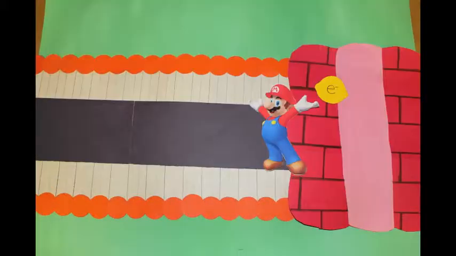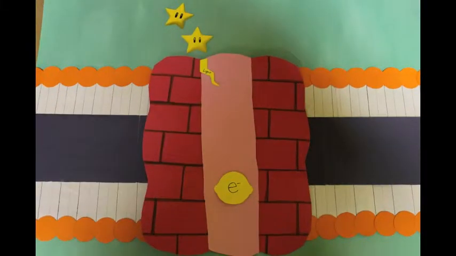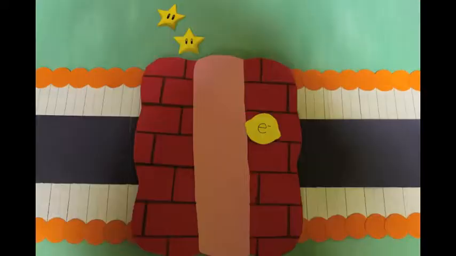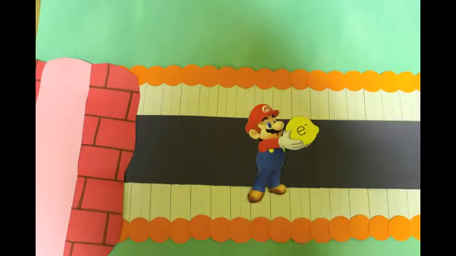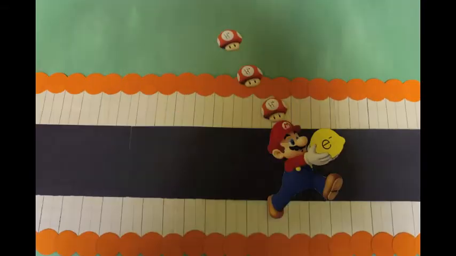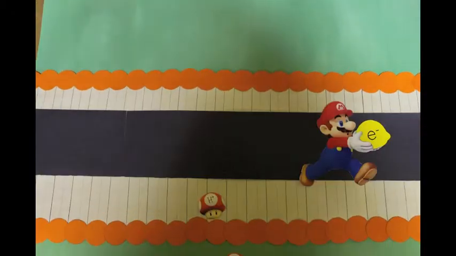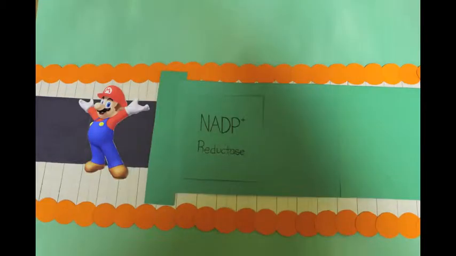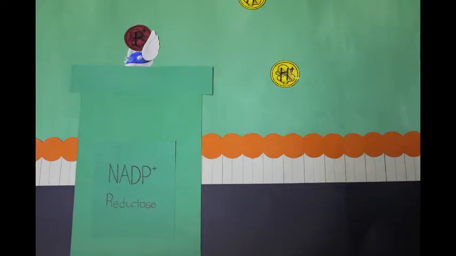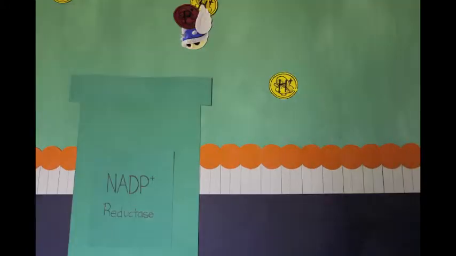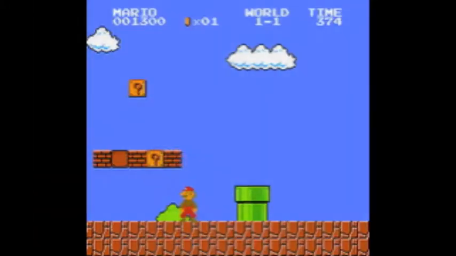The electron goes into photosystem 1. Light hits the electron and excites it. Then the electron goes down the electron transport chain and reaches the NADP reductase. There, the electron is used as energy to produce NADPH. NADP is added with a hydrogen ion to create NADPH.